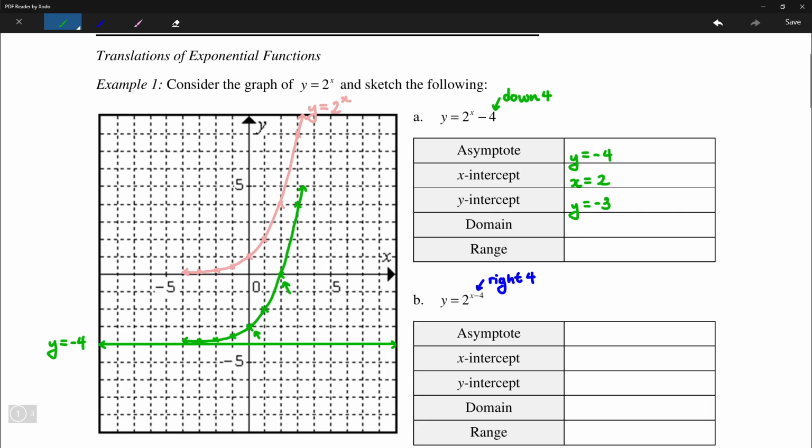And then the domain of the graph stays the same as before. X is an element of the real numbers. And finally, the range will match up with the asymptote. So this will be y is greater than negative 4.